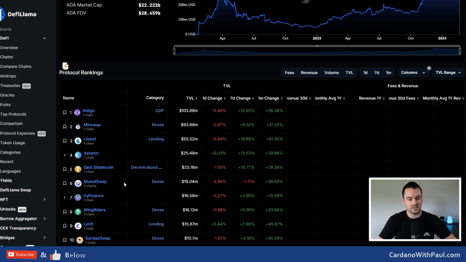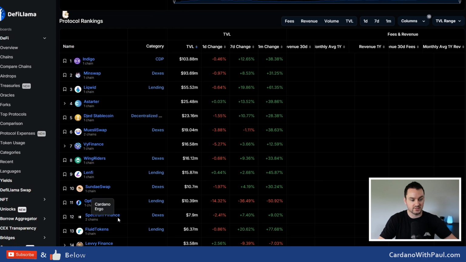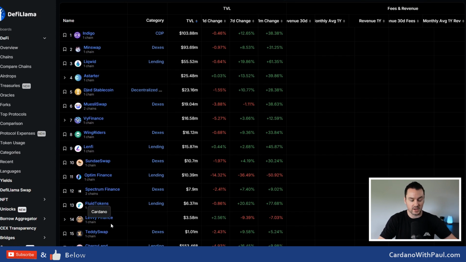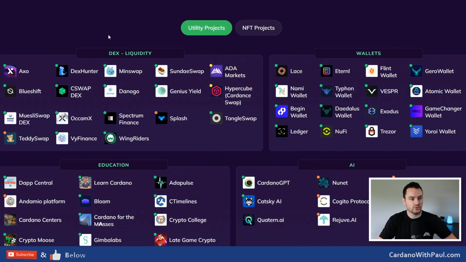MuesliSwap, the first order book DEX on Cardano, sitting at number 6. Fi Finance, another AMM DEX for Cardano. WingRiders, another DEX. LendFi, lending and borrowing. There will be an interview coming out with Mantis probably later today, or maybe even before this one, talking about V2, which is launching this week, which brings pooled lending. Previously they had peer-to-peer. SundaeSwap is number 10, Optim 11, Spectrum Finance is 12, and Fluid Tokens, Levvy Finance, a lot of them we're going to discuss in this video. So going over to Cardano Cube then to see where we stand.